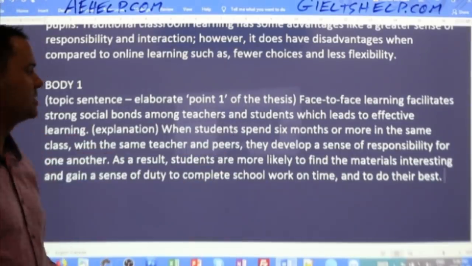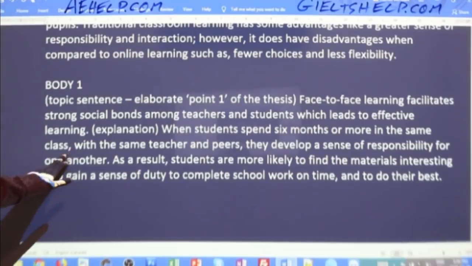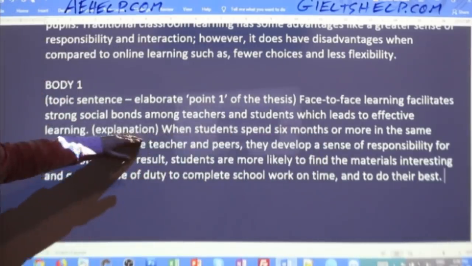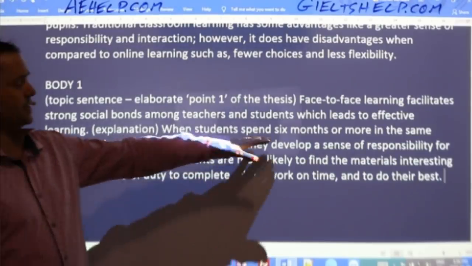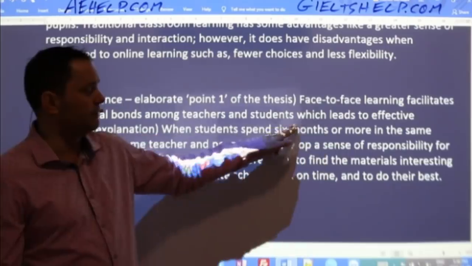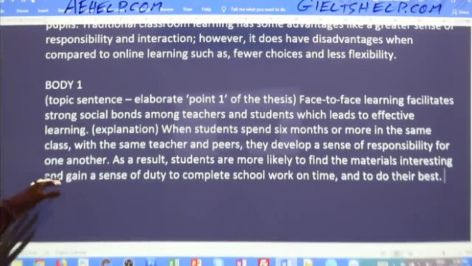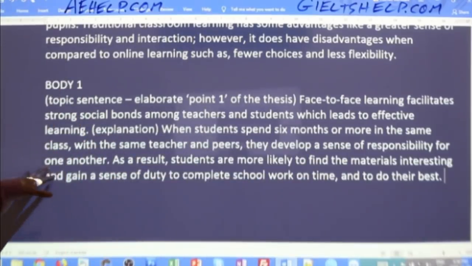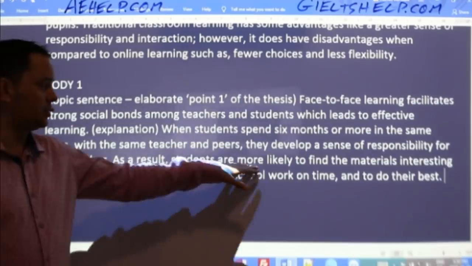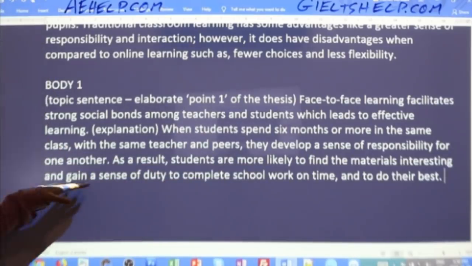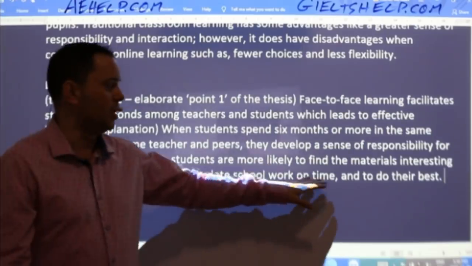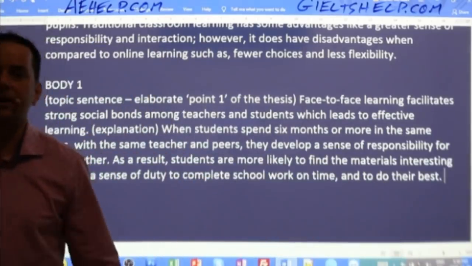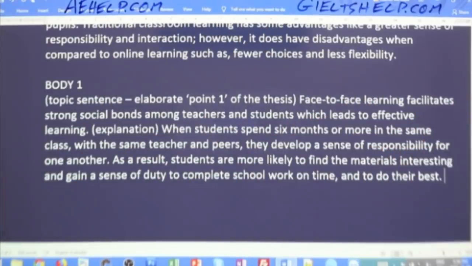When students spend 6 months or more in the same class, comma, because I have the subordinating clause here. Okay, now notice that I'm using quantitative information in my explanation, so numbers. 6 months or more in the same class with the same teacher and peers, they develop a sense of responsibility for one another. As a result, students are more likely to find the materials interesting and gain a sense of duty to complete schoolwork on time and to do their best. Okay, so that is a nice clear explanation. All right.